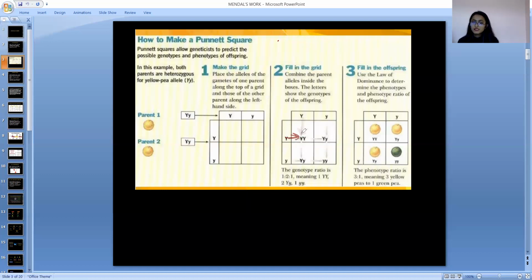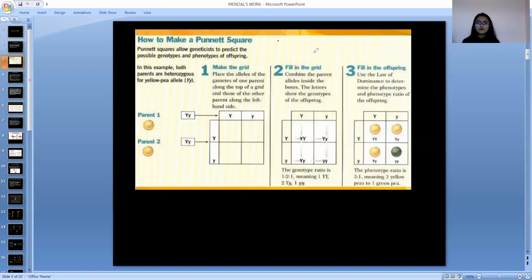YY, capital Y, is a homozygous condition. Then yy becomes a recessive condition. This is also, sorry, a heterozygous condition. This is a homozygous condition, you can see, with a recessive trait which gives you the black pod. That means capital Y represents the yellow color of the pod and small y is the gene for the black color of the pod. This is how you have to make a Punnett square.